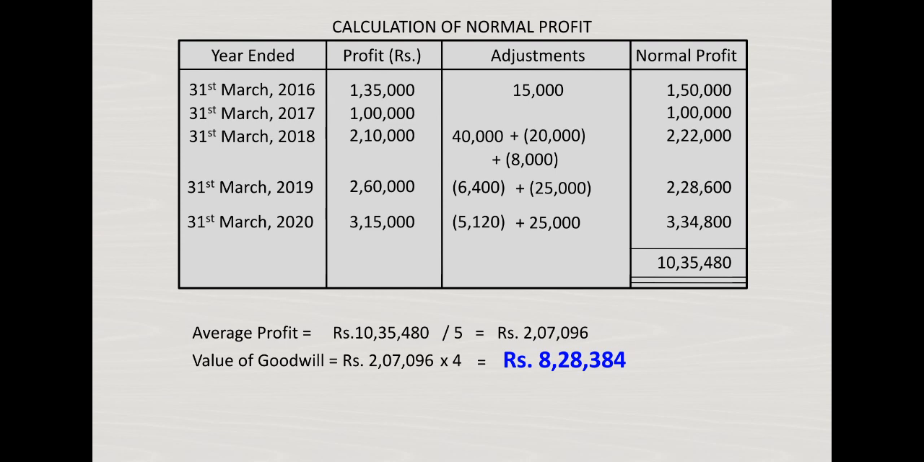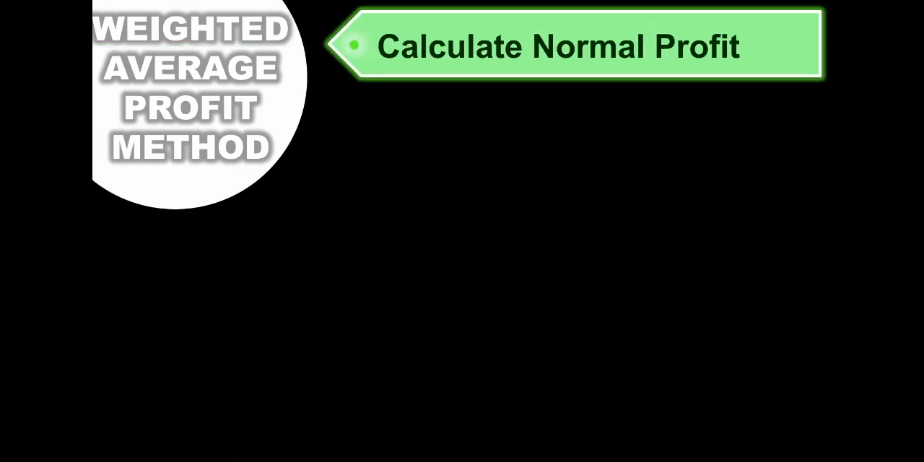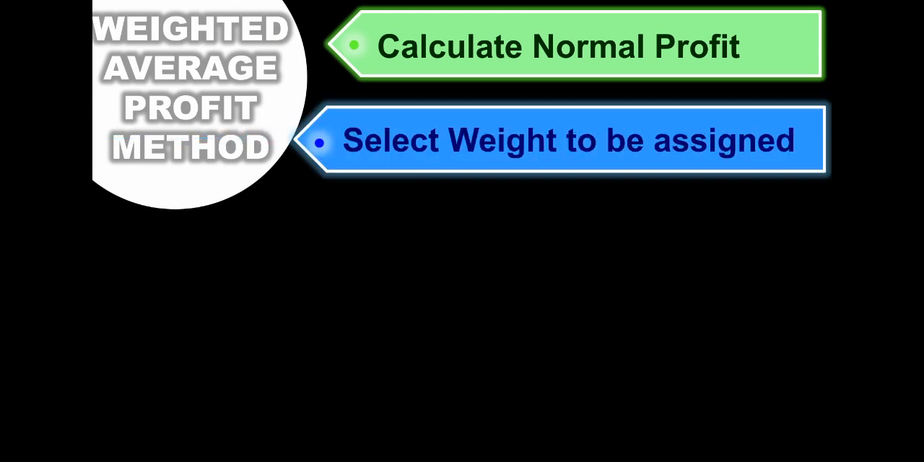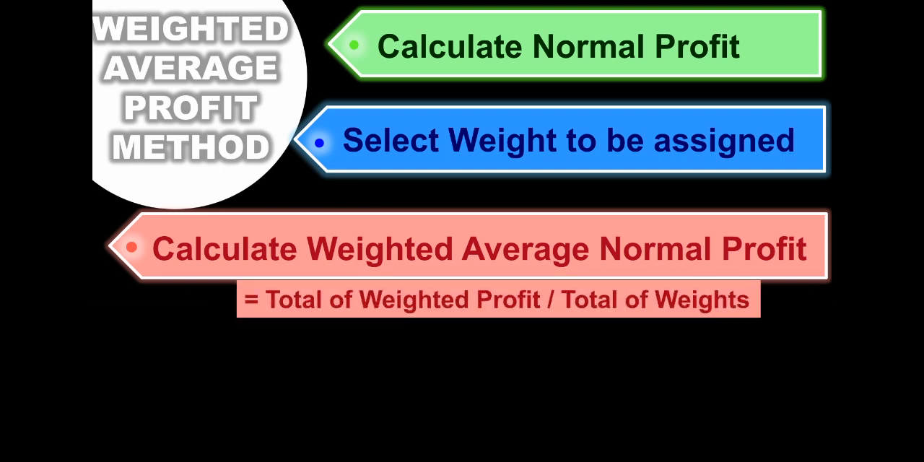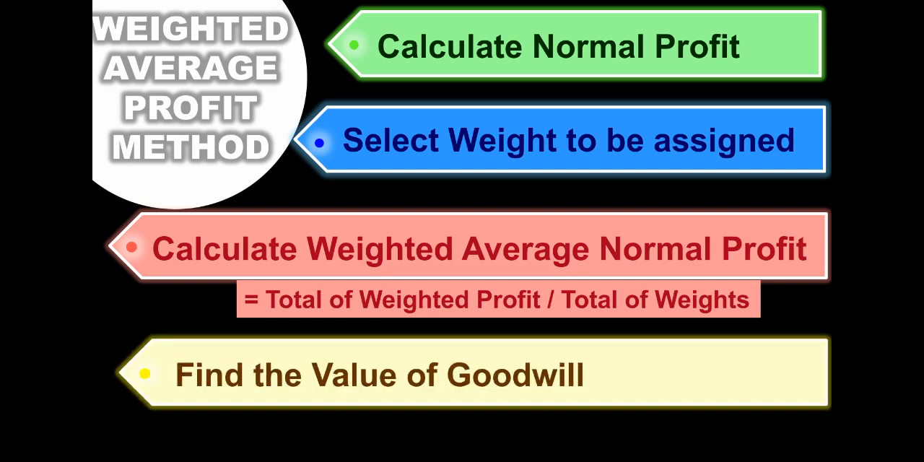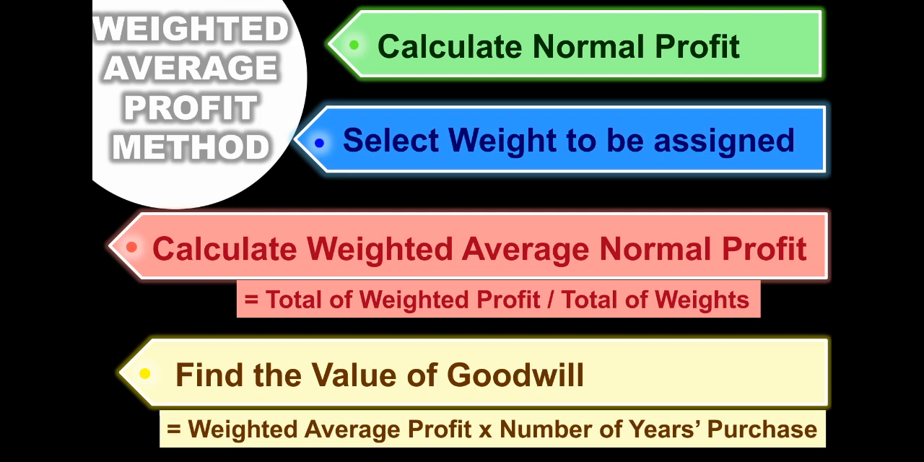Done. Now let's see the weighted average profit method. Let's start. First calculate normal profit, then assign weights. This we will see while studying the question, how to assign weight. Then calculate weighted average normal profit by dividing total normal profit by total weights. Then find the value of goodwill by multiplying weighted average profit by number of years purchase.